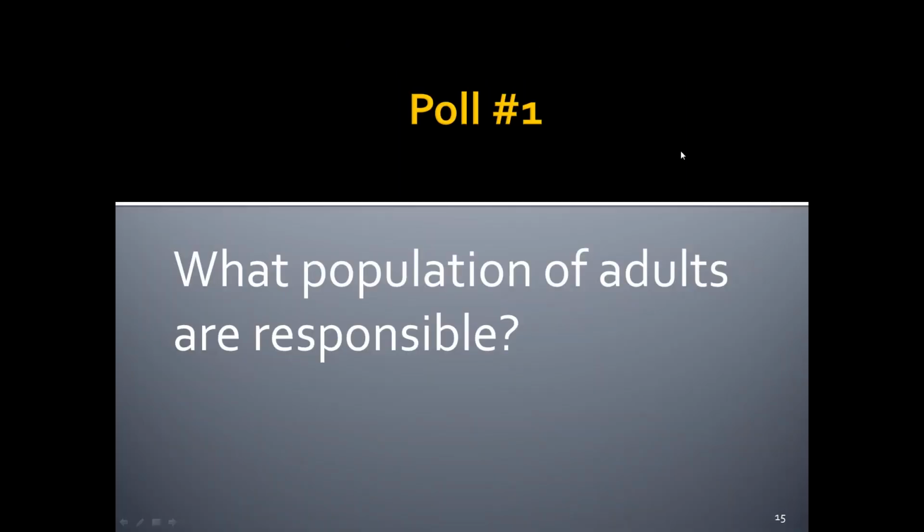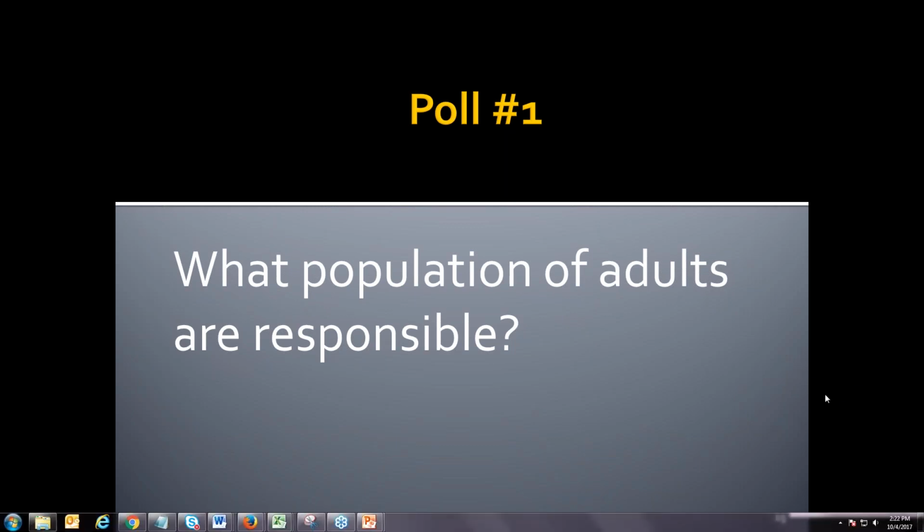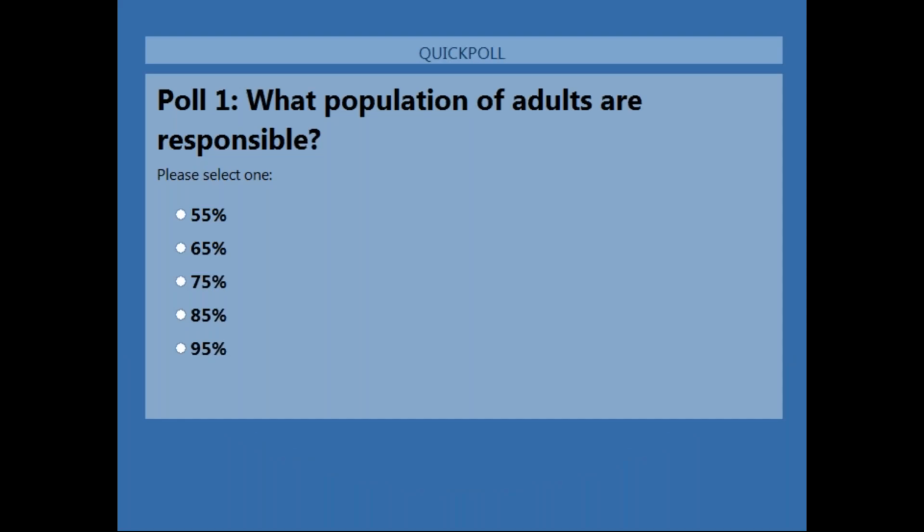Now I'm just going to get you all engaged here by doing another little poll. So we have 21 people viewing here now. I'm going to get this second poll launched and get your ideas. So bear with me. So my question is, what population of adults are responsible? Now this might be a funny poll. The next one's not so funny. So what do you think is the percentage of responsible adults? What would you naturally assume?